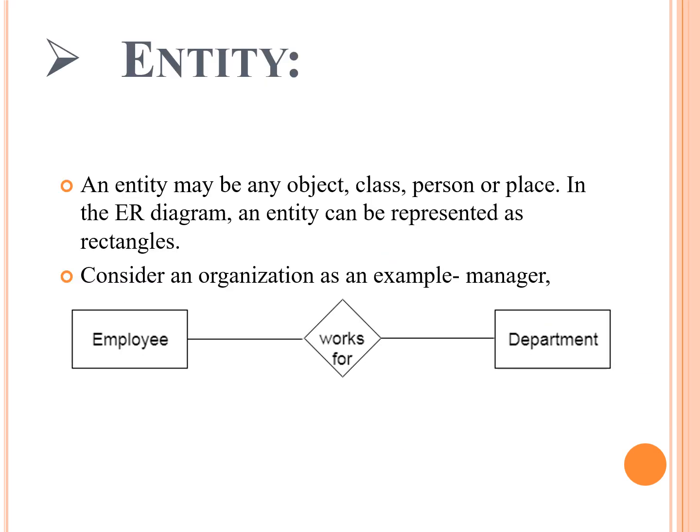So entity: an entity may be an object, class, person or a place. In the ER diagram, an entity can be represented as a rectangle. Consider here the organization as an example: manager. Here employee works for the department.